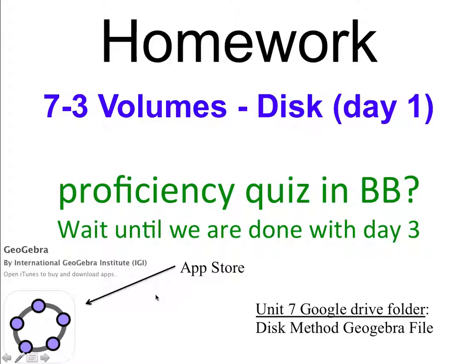GeoGebra has an app for the iPad. And so if you want to use the modeling files that I've been using in class and in this video, go ahead and put the app on your iPad. And then in the Unit 7 Google Drive folder, there is a GeoGebra file folder. And you'll find that disk method file in there. And you can start putting in the functions that you're seeing on your homework and modeling those to get a good representation of what's going on there.